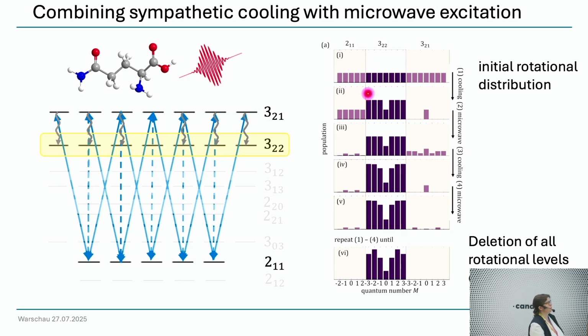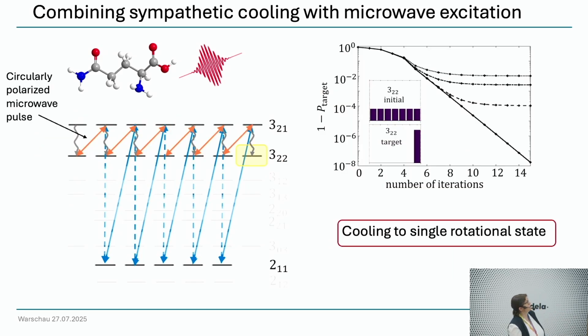And we can show that if we repeat this cooling and microwave excitation, then from having all those, in this case, 3 rotational levels populated, we can empty these levels which are in black lines, and get all population in a single rotational level. But of course, this is still not a single rotational state, but an incoherent mixture, a degenerate incoherent mixture of rotational states. So the question is, can we also cool such a rotational distribution to really a single rotational state?